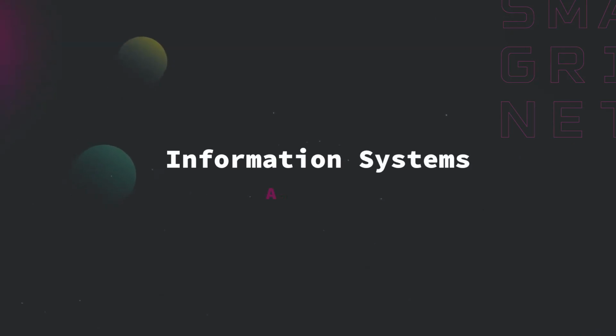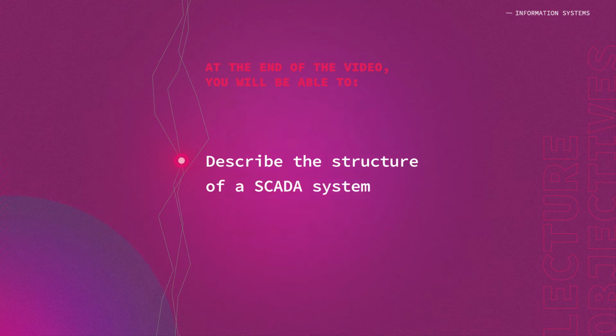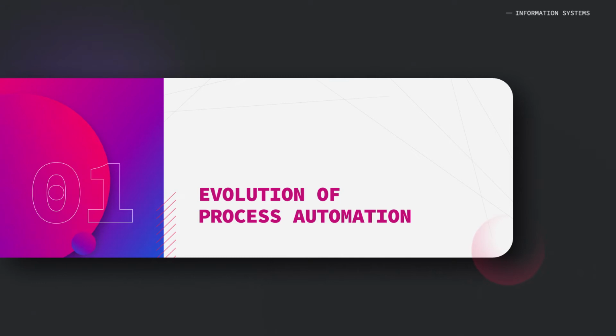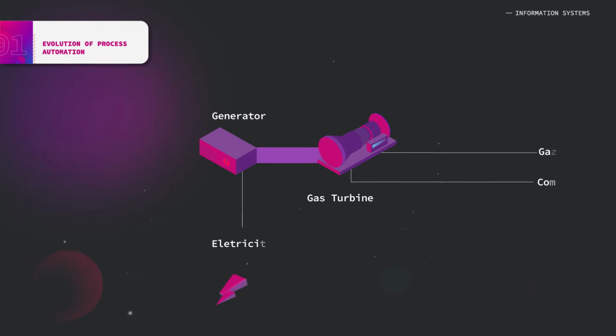Information systems, automation. In this video, we'll talk about automation related to power generation and its links to information systems. At the end of this module, you will be able to describe the structure of a SCADA system. It's quite difficult to talk about smart grid without mentioning automation aspects.